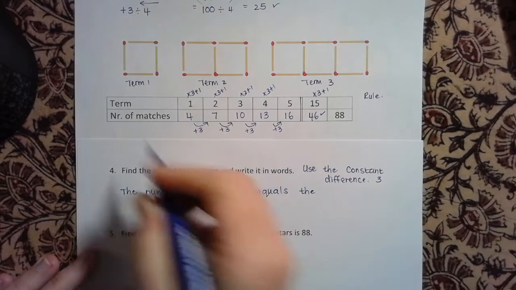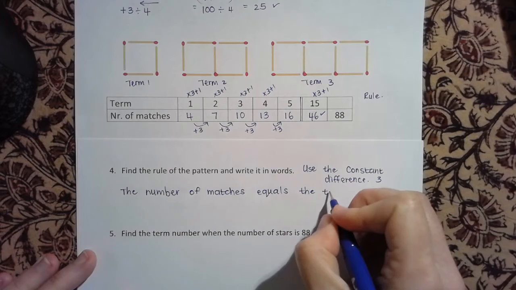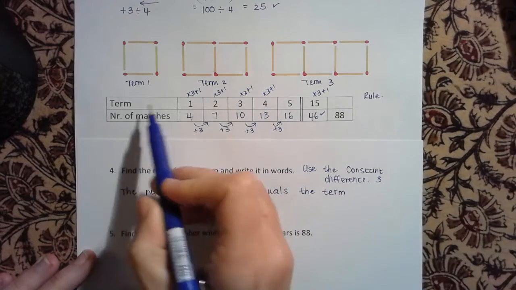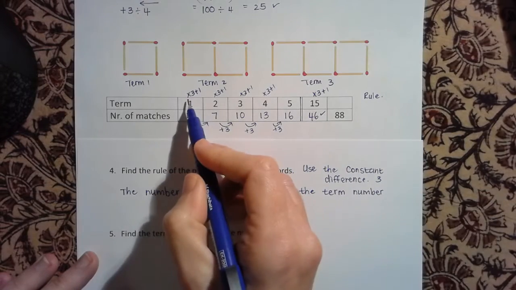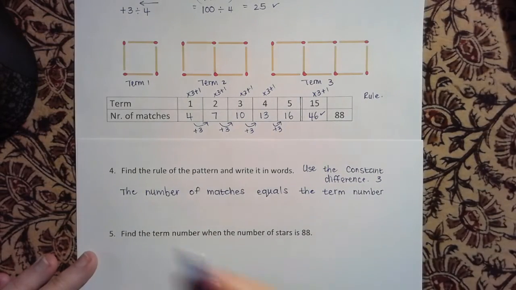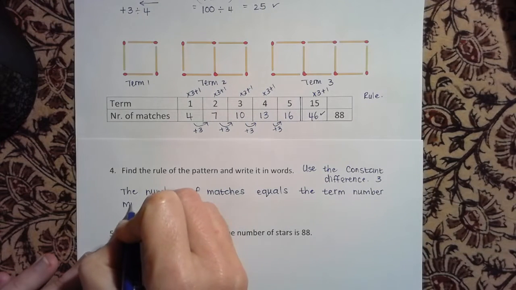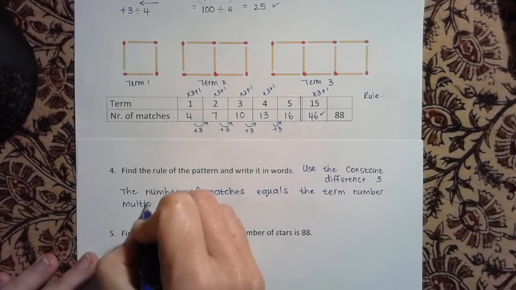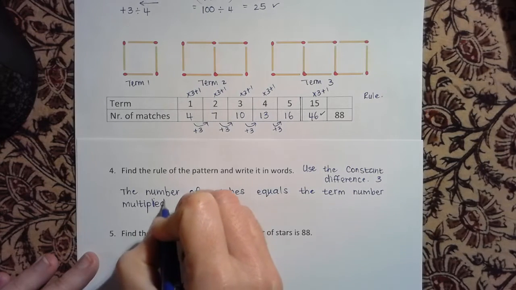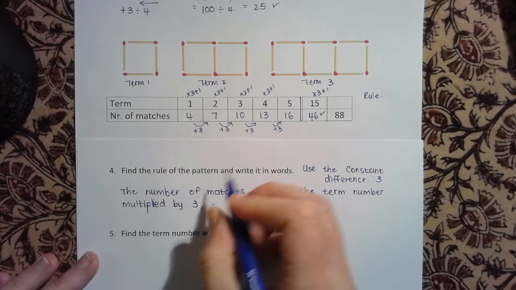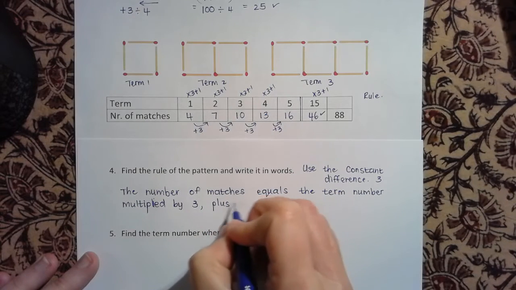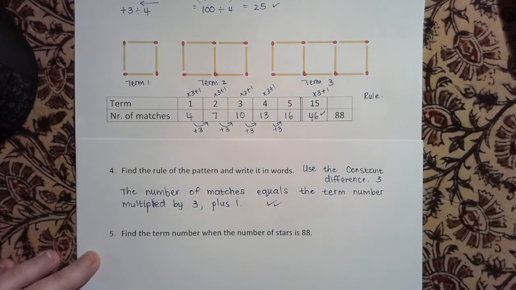the, and now we need to use that word also, the term. What did we do with the term or the term number? We multiplied it with 3 and we added 1. Okay, so the term number multiplied by 3, comma, and then we plus 1. And there you've written it in words. The number of matches equals the term number multiplied by 3 plus 1.